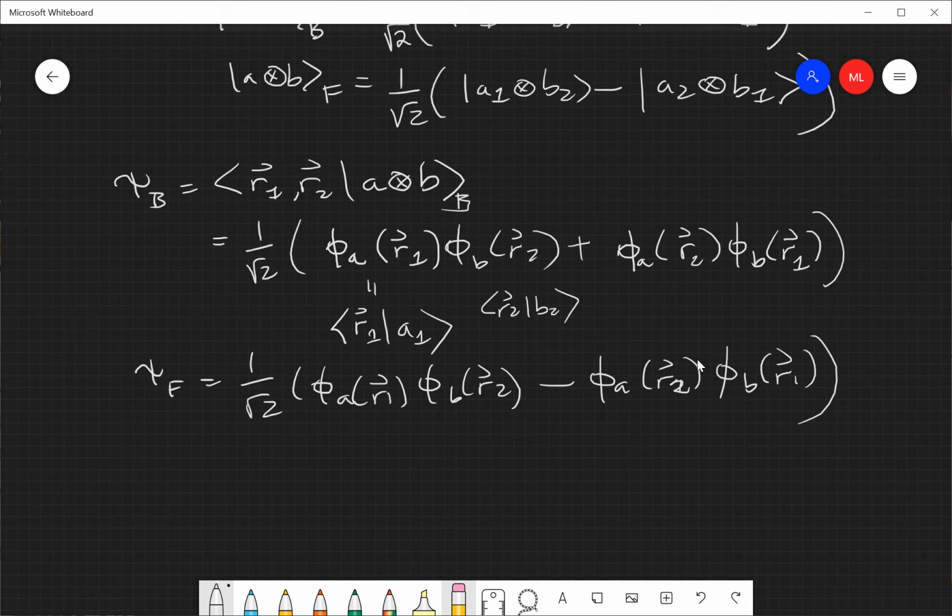Everything else, you can just do regular quantum mechanics as if they were distinguishable particles. You're working in that same tensor product space. It's just that you're specializing to the states that are either symmetric or anti-symmetric under particle exchange. And that's it. Otherwise, it's just regular quantum mechanics.